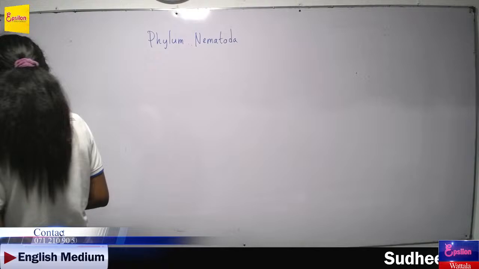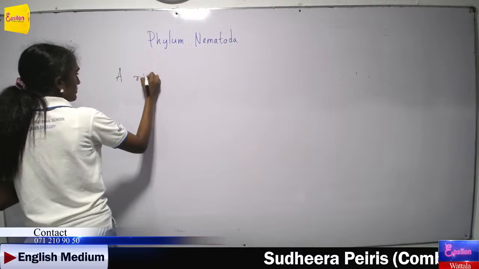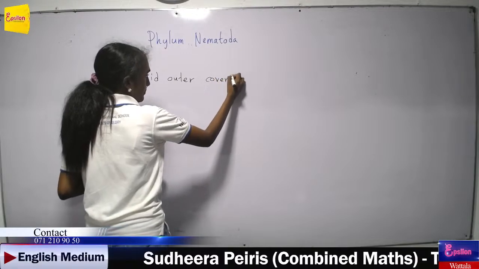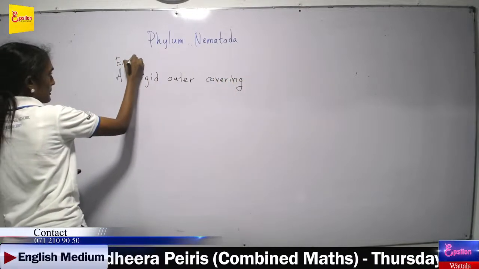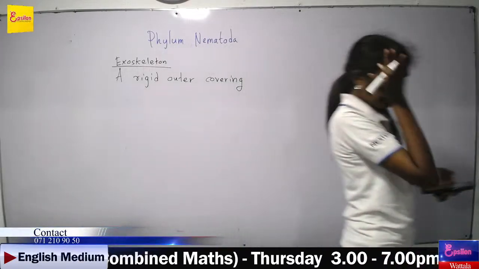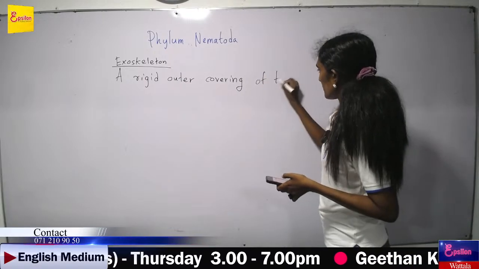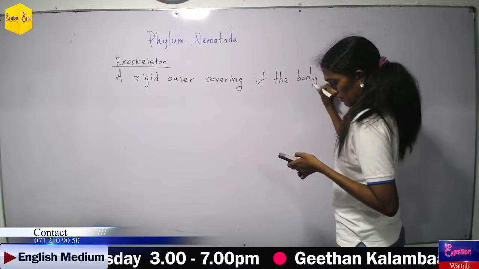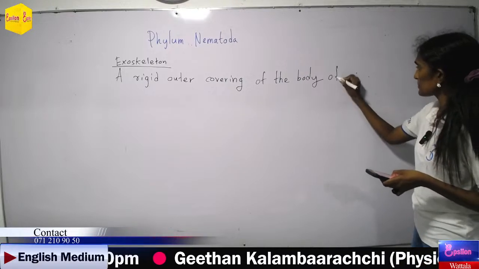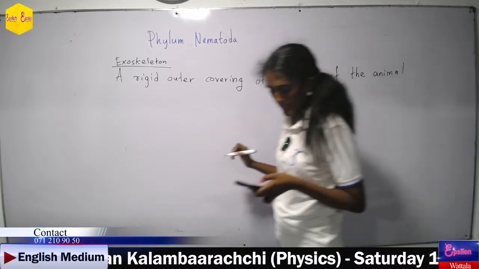I'm telling you: exoskeleton, a rigid outer covering of the body of the animal, which acts as a skeleton.